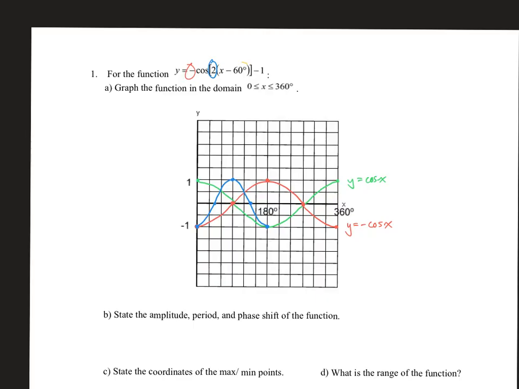So now I'm going to complete both of my last two in one go. I can interpret what a minus 60 on the inside means and what a minus 1 means on the end. So I'm going to shift my graph to the right 60 degrees and then down 1 unit. The easy thing, where most people don't make a mistake, is with the shift right 60.